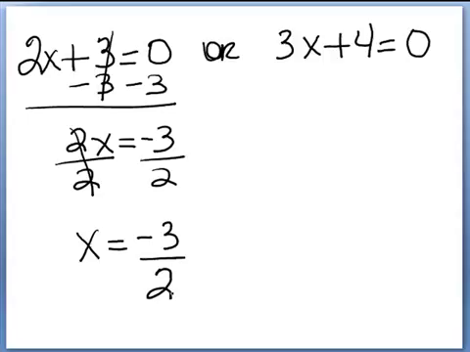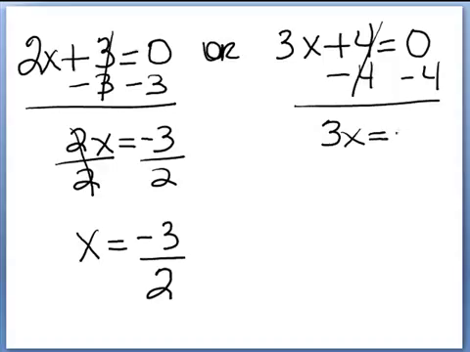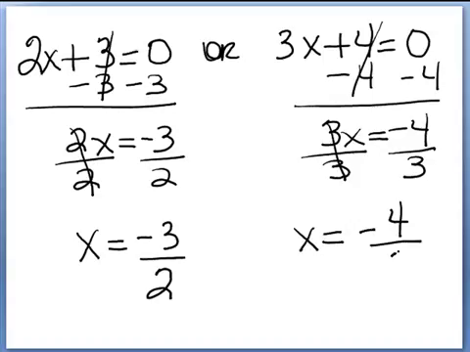Second equation, 3x plus 4 equals 0. Subtract 4 from both sides. We have 3x equals negative 4. Divide by 3. We have x equals negative 4 thirds. So we have our solutions, negative 3 over 2 and negative 4 over 3.